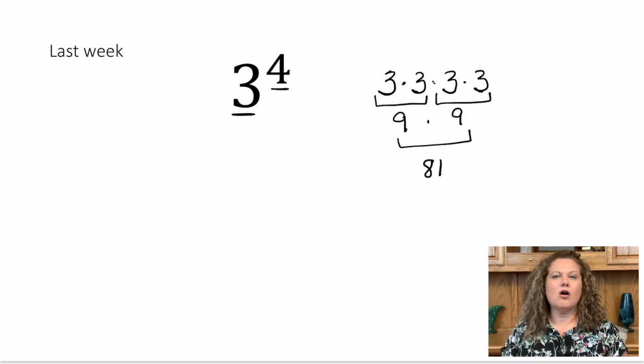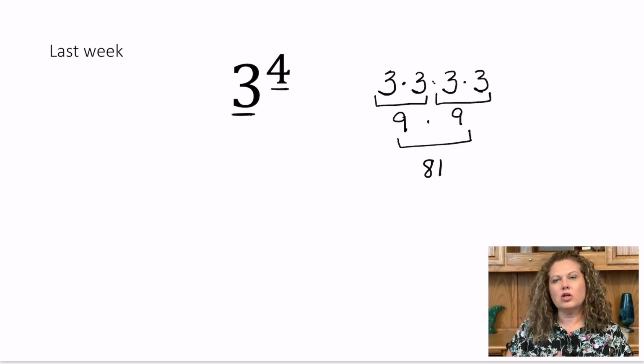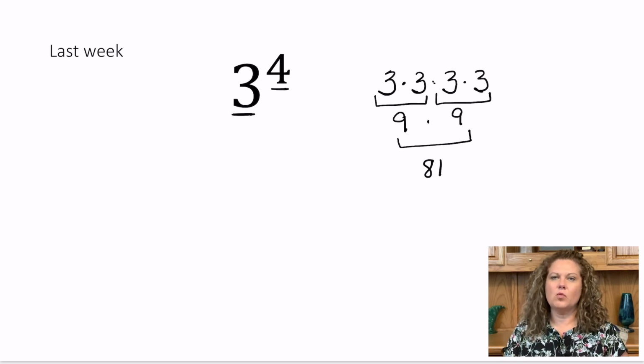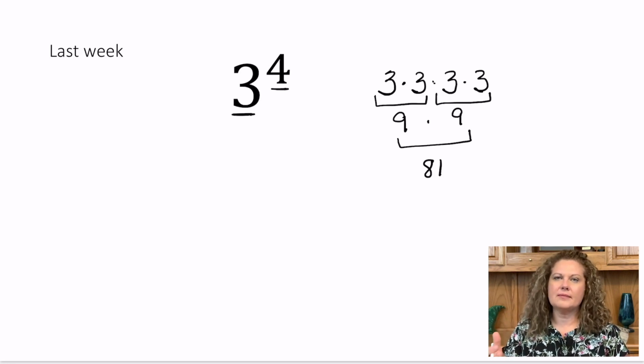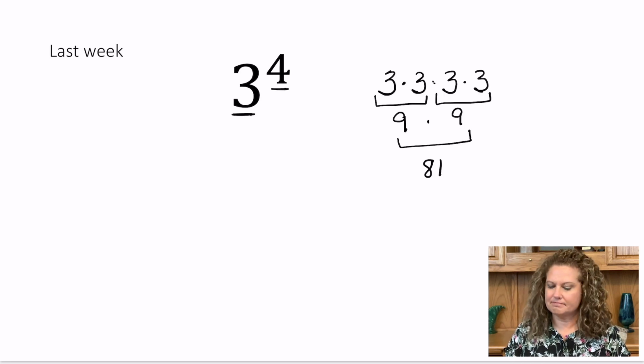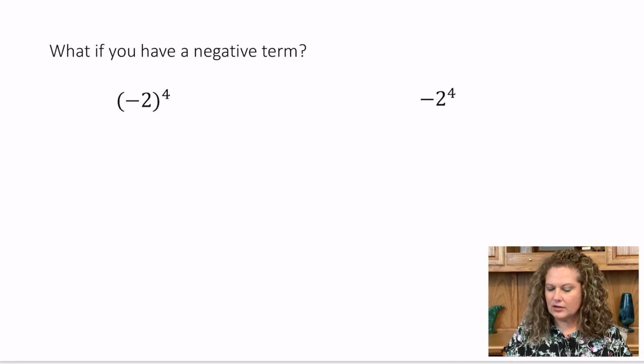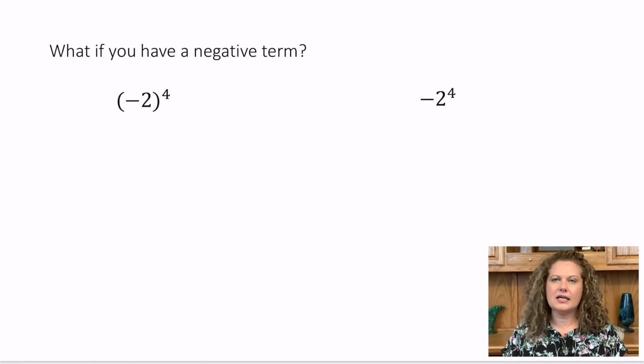So when we are evaluating, we're looking at how many times we are multiplying that base. And remember, the exponent tells us how many times that factor is going to appear in our repeated multiplication. So let's continue. So what if we have a negative? Negatives are tricky for a lot of people, and really they're just a way to say opposite.